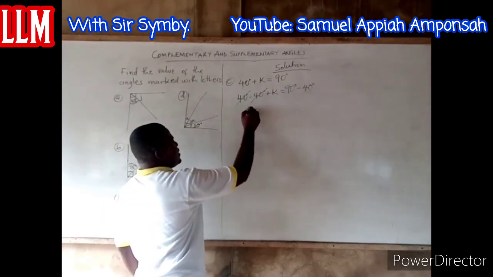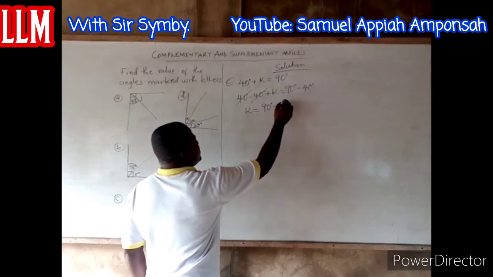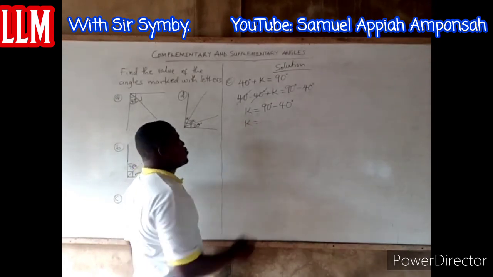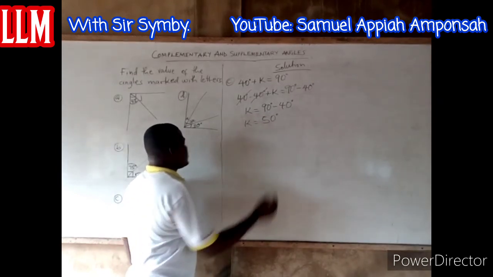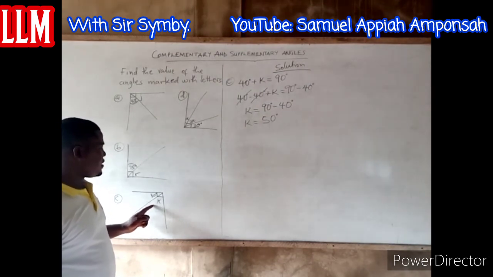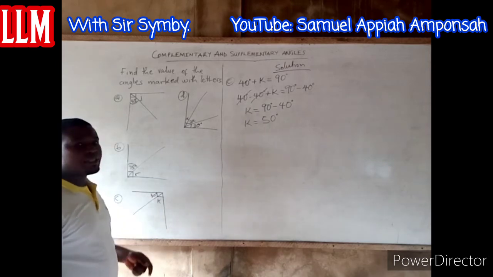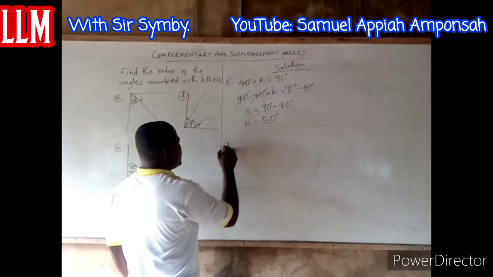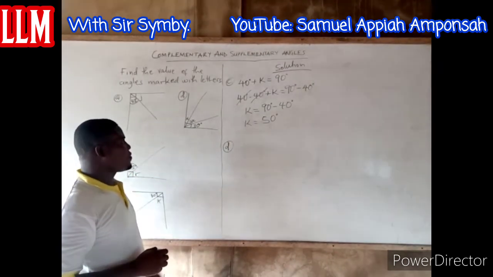To get K is equal to 90 degrees minus 40 degrees. And K is going to give us 50 degrees. So angle K is 50 degrees. Meaning if you add this 50 degrees to the 40 degrees, you must get a right angle, which is 90 degrees. And then the last example, which is D.